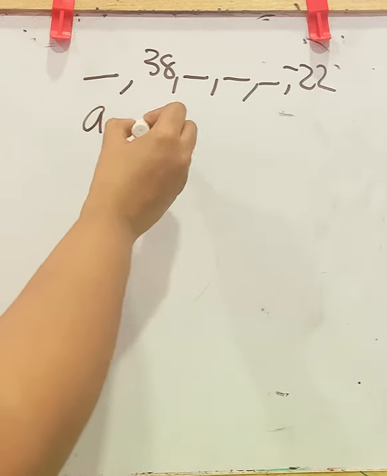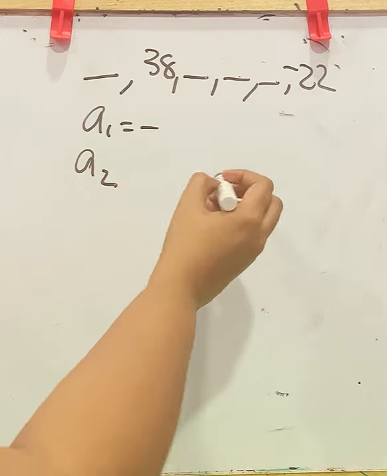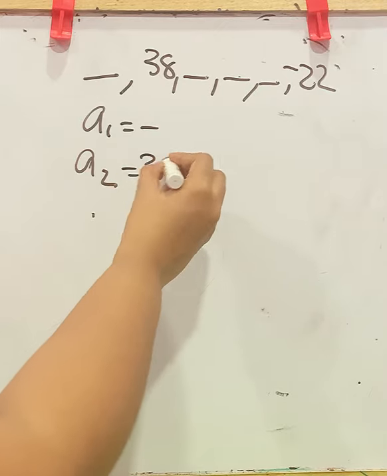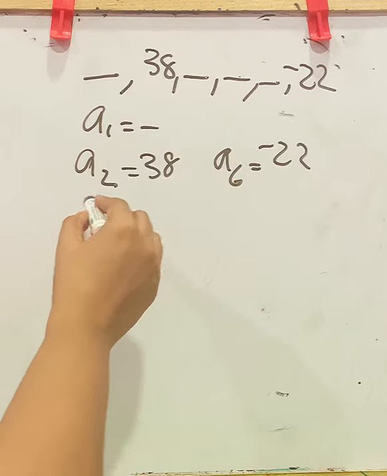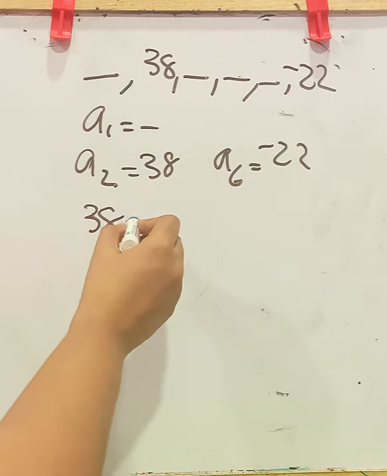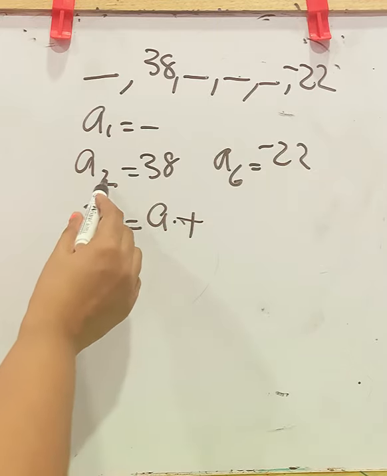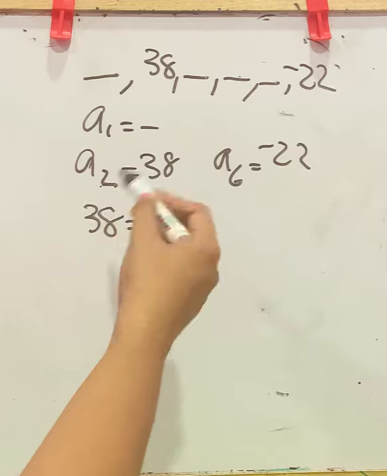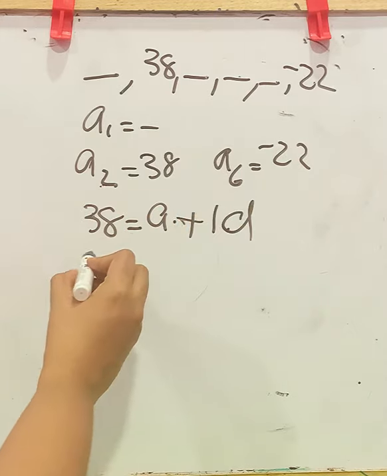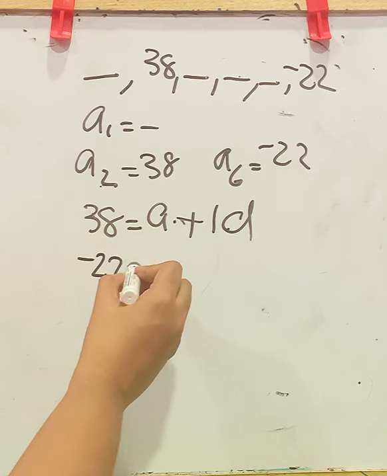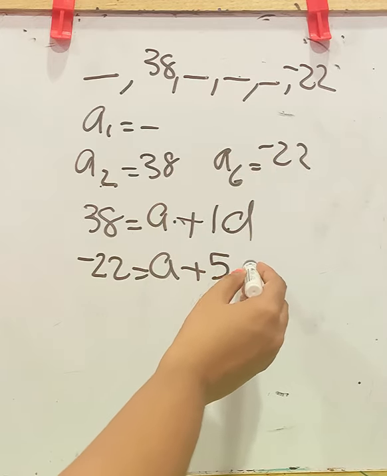Next, dash, 38, dash, dash, dash, negative 22. Here we don't know A1. But we have A2, A3, A4, A5, A6. A2 equals 38, A6 equals negative 22. We will write it in the form of equations. A2, that is 38, equals A1, that is A, plus n minus 1, where n is 2. So 2 minus 1, 1 into D, we don't know. Next is A6. Negative 22 equals A plus 6 minus 1, that is 5 into D.